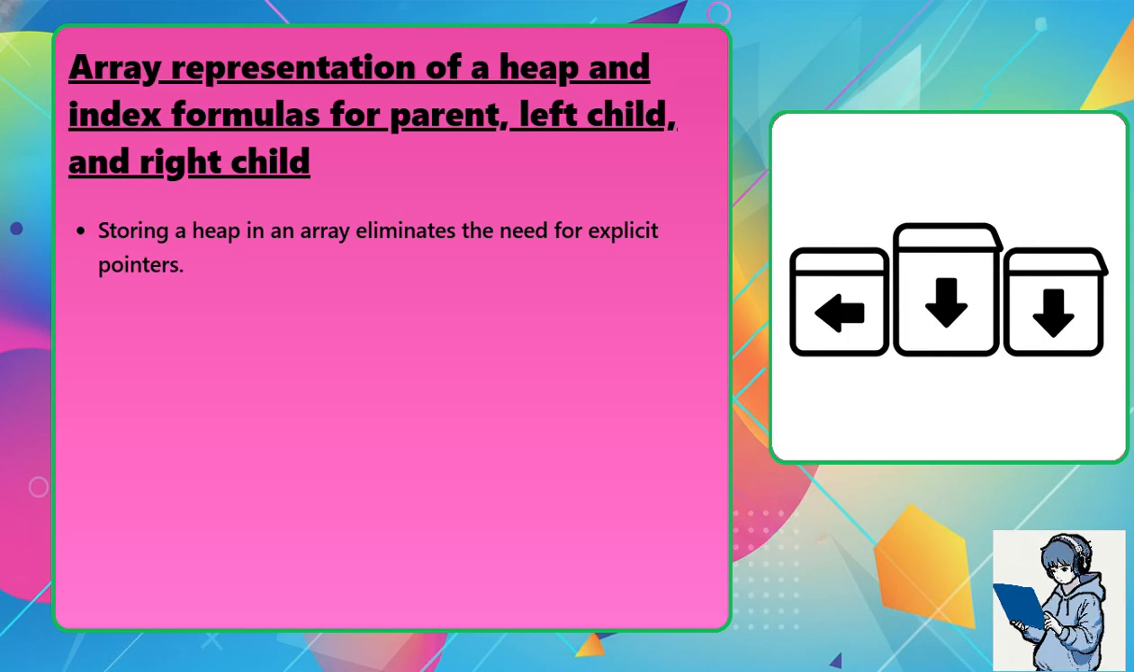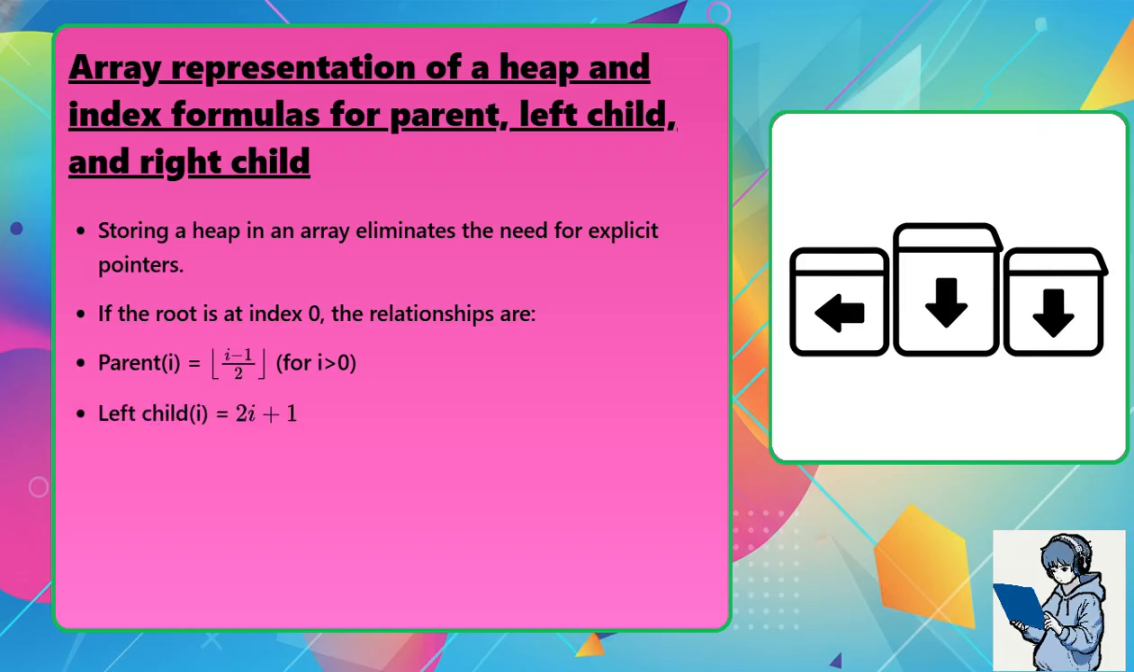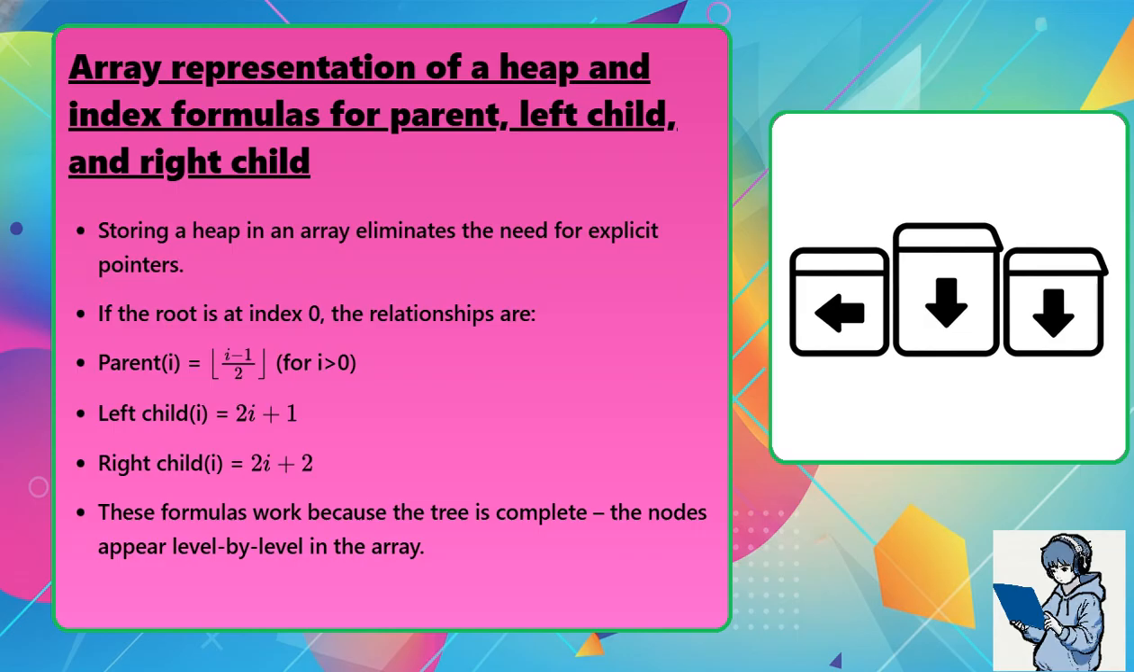Storing a heap in an array eliminates the need for explicit pointers. If the root is at index 0, the relationships are: parent of i equals floor of (i minus 1) divided by 2, for i greater than 0. Left child of i equals 2i plus 1. Right child of i equals 2i plus 2. These formulas work because the tree is complete. The nodes appear level by level in the array.